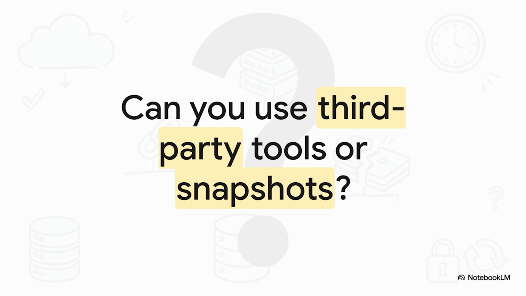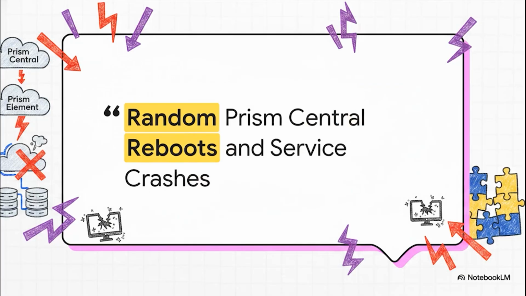Do any of those actually work? The answer is a resounding 100% no. And here's the why behind that. According to Nutanix KB9850, taking traditional snapshots causes severe state inconsistencies between Prism Central and Prism Element.